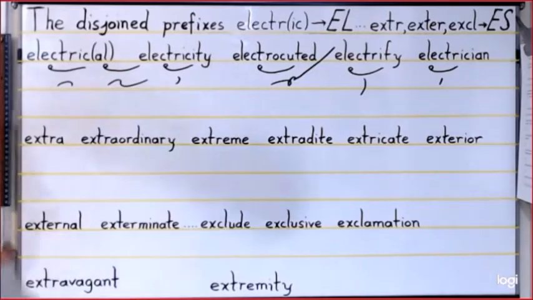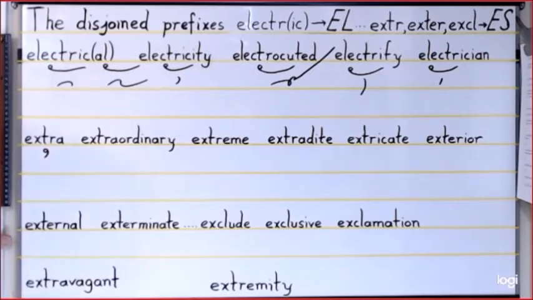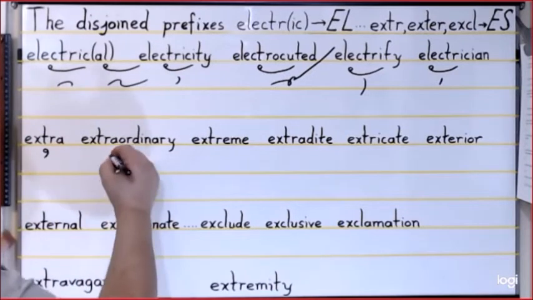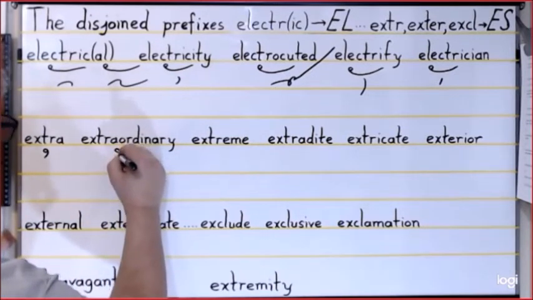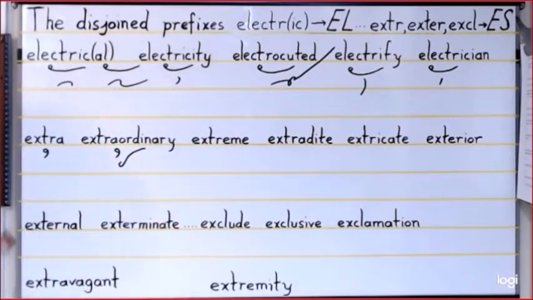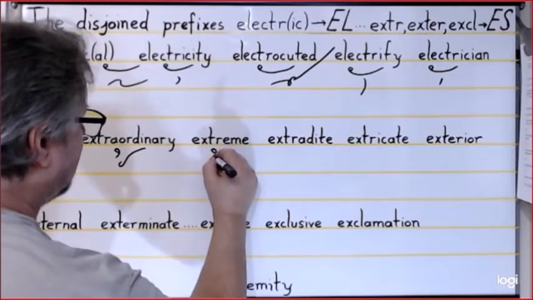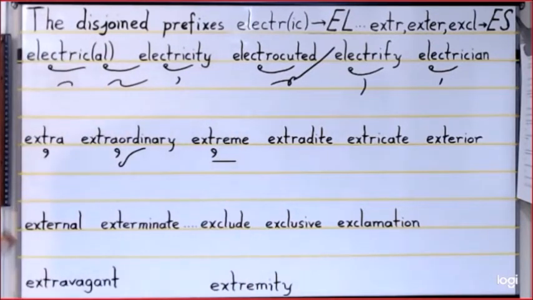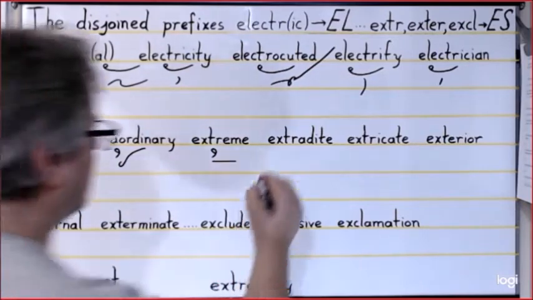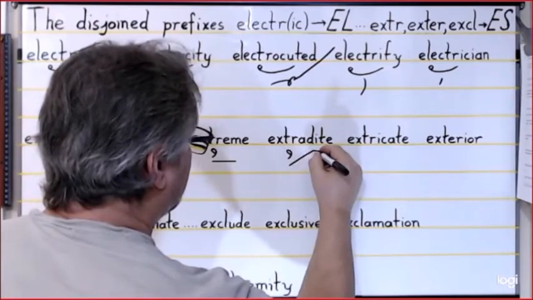Now on to the EXTR prefix. The word extra is simply ES above the line. Extraordinary is ES with an O with a DEN stroke. Extreme is simply ESM. Extradite is ESD long I.